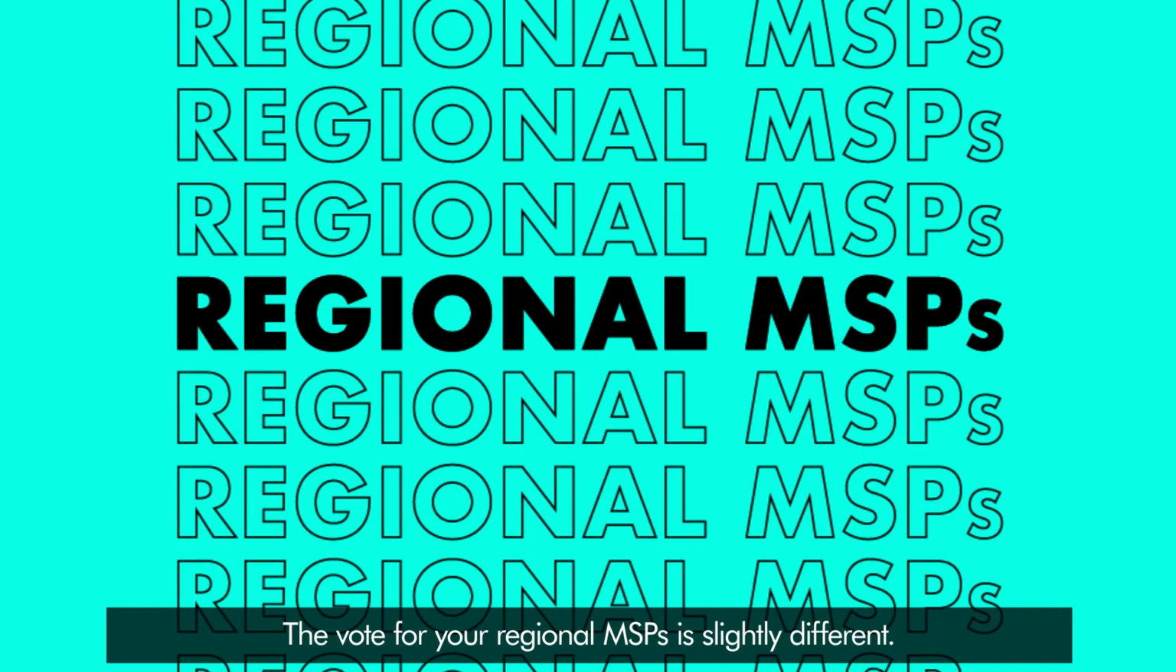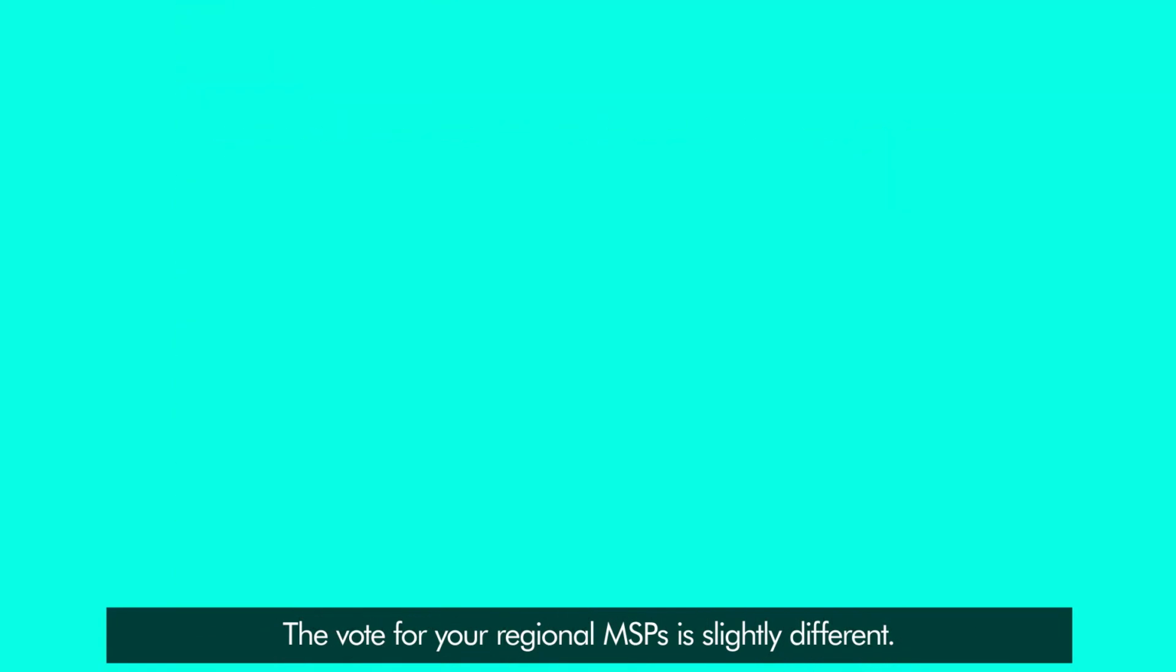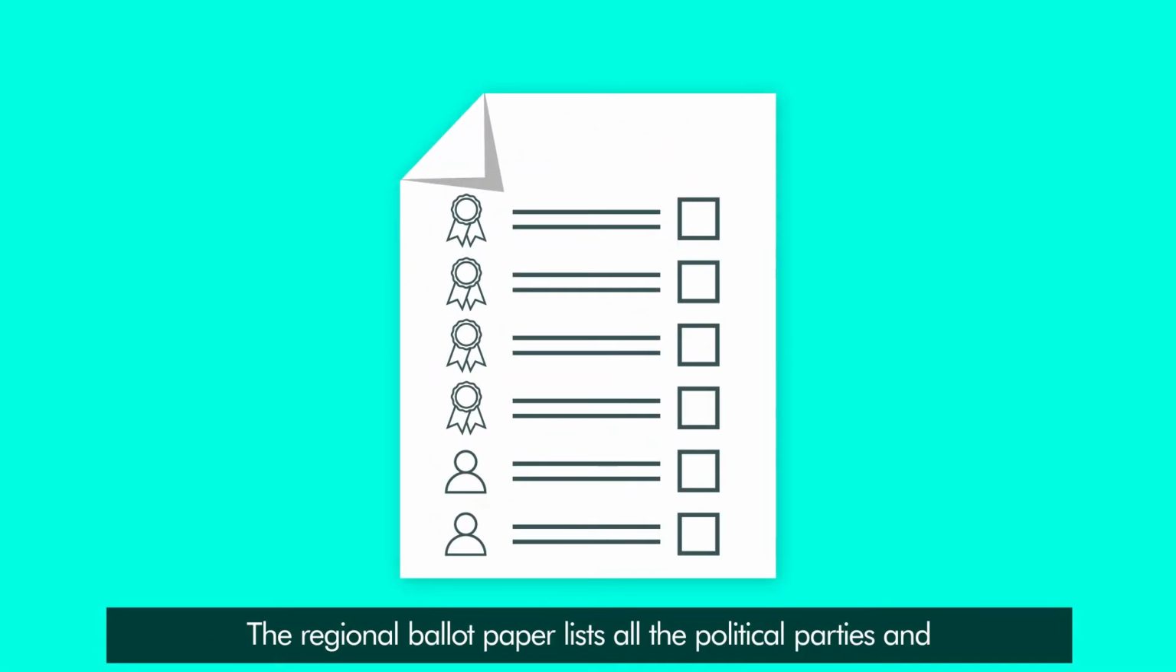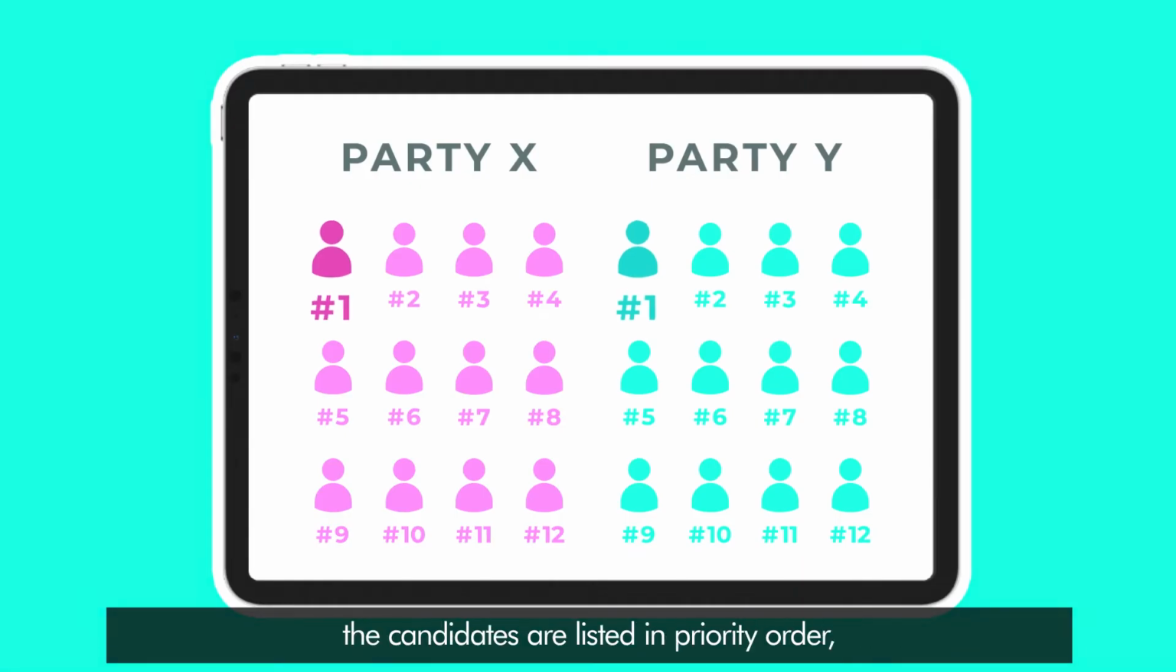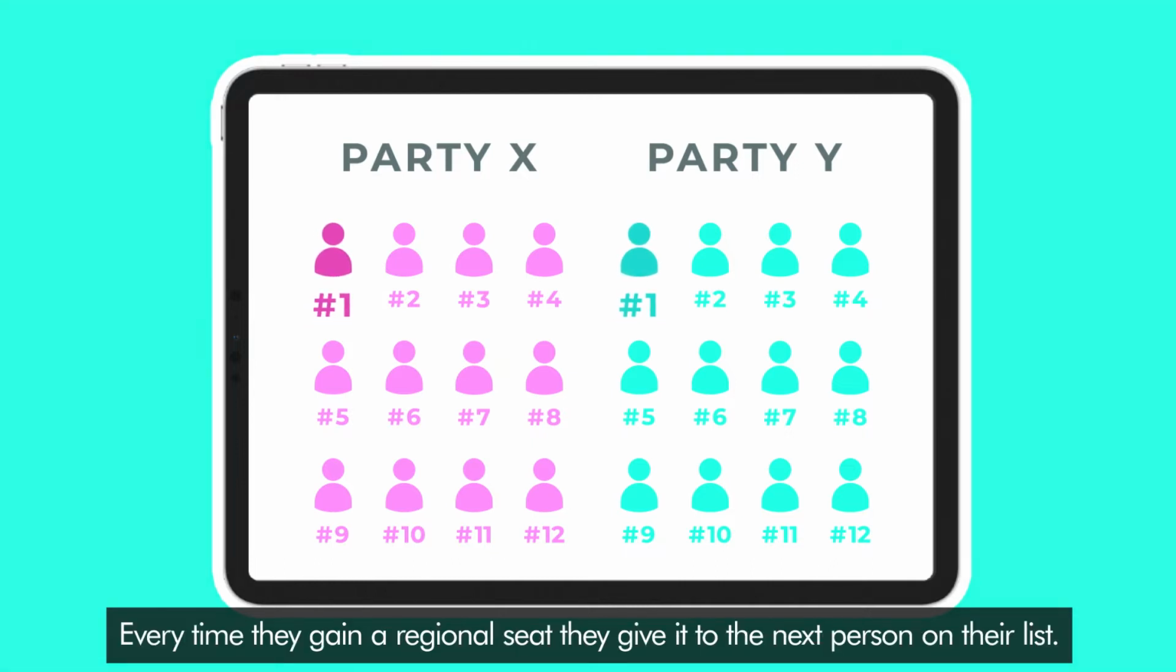The vote for your regional MSPs is slightly different. The regional ballot paper lists all the political parties and individual candidates standing in your region. Each political party will publish a list of candidates in advance. The candidates are listed in priority order, with the candidates they're most keen to get elected at the top. Every time they gain a regional seat, they give it to the next person on their list.